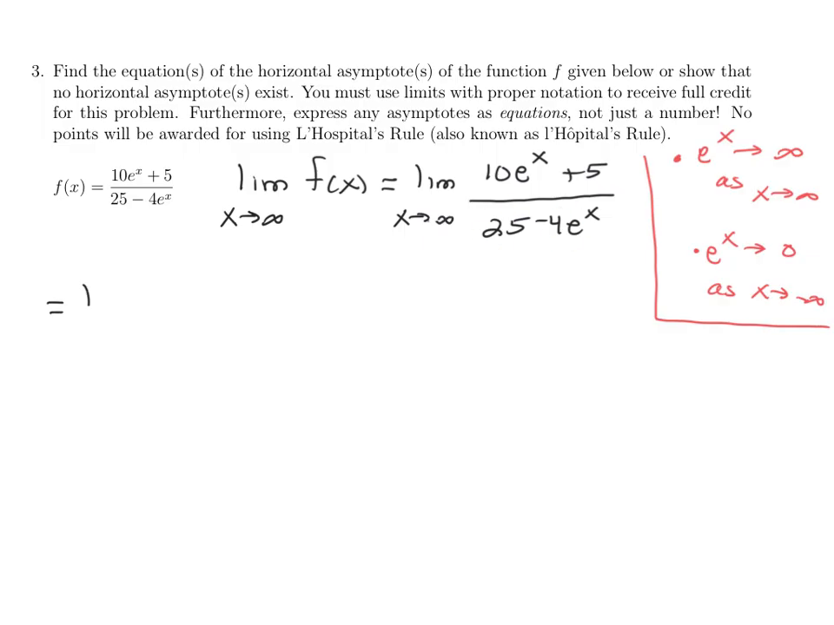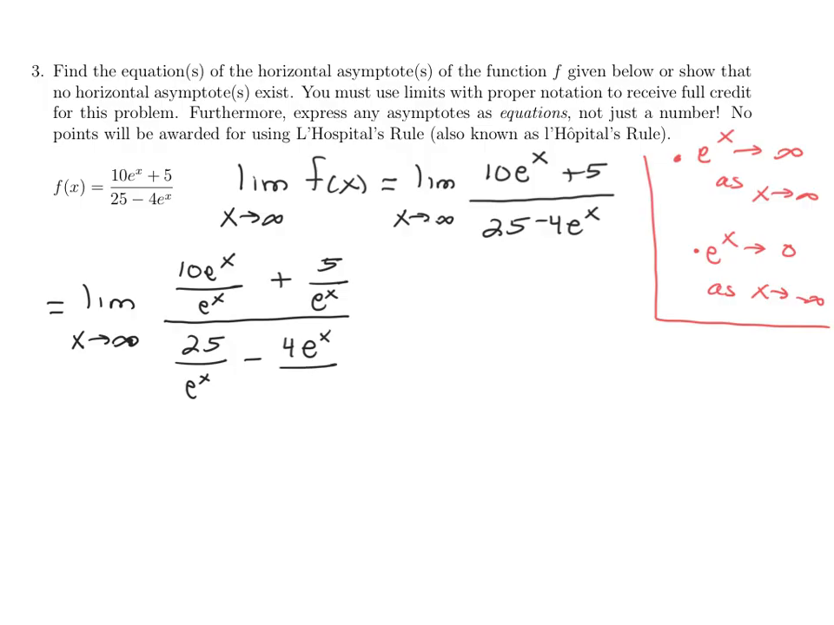So this is the limit as x goes to infinity of, I'm going to take 10e to the x and divide that by e to the x. I'll then take 5 and divide that by e to the x. Do the same thing for 25. And then the same thing for this 4e to the x term. Now again, this strategy only works if the thing you're dividing by goes to infinity. And I know it does because we're approaching positive infinity for x.